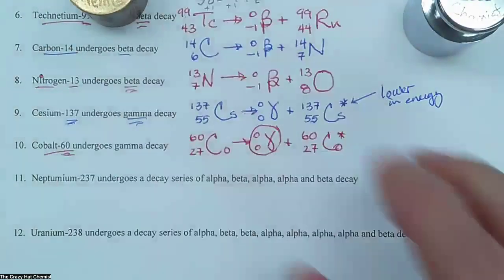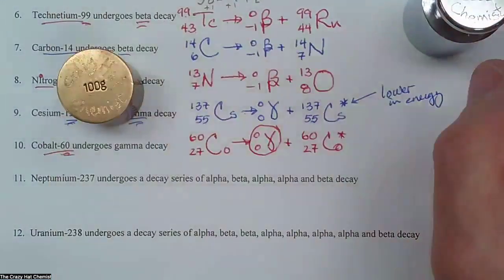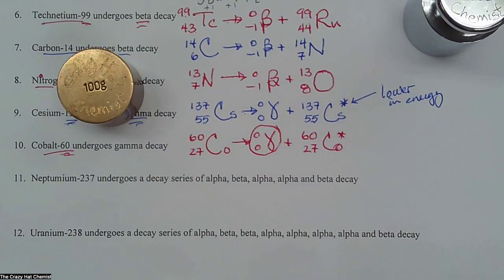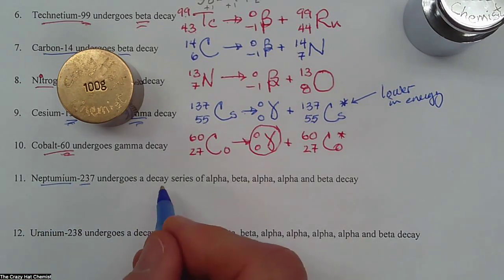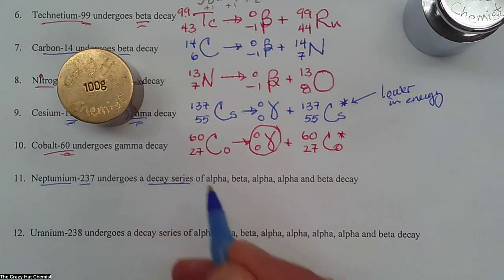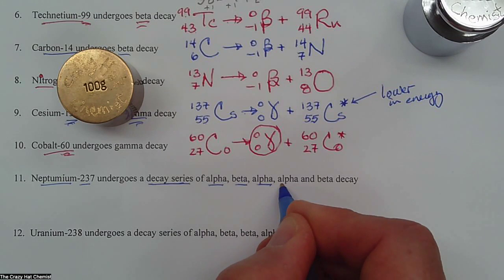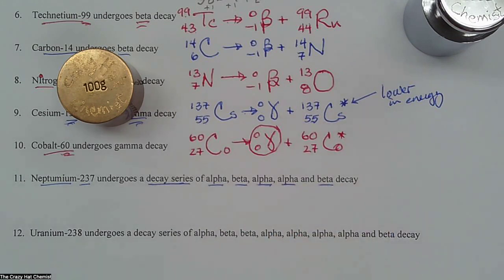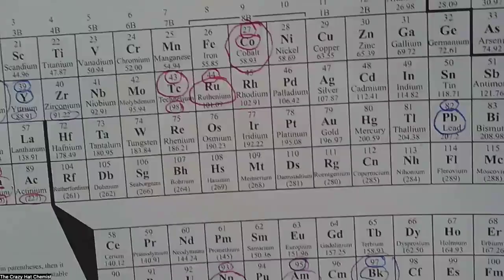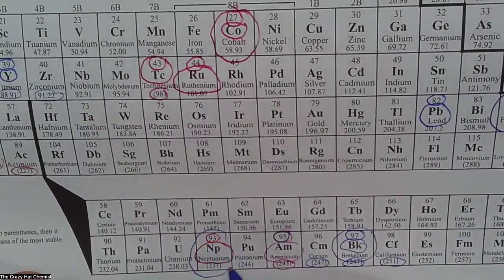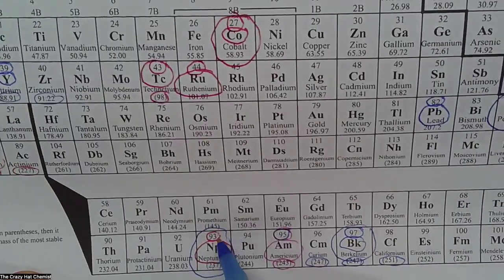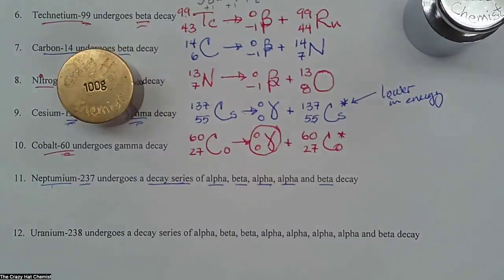We've got three problems to, well, no, actually, we're going to do two problems here. Okay, we're going to start off with Neptunium-237, and it's going to undergo a decay series, and that will be an alpha, a beta, an alpha, and a beta decay. So we're going to find Neptunium-237. Where is that? That is right here. There's Neptunium, and it is 237, and it's a 93 for the atomic number.